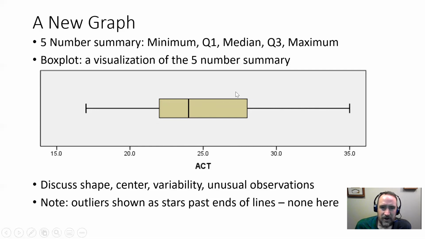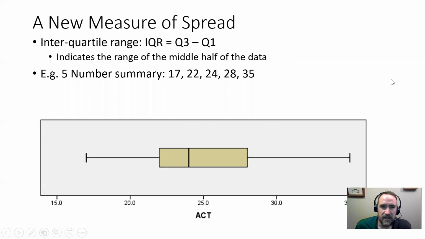Variability: most of our middle half of ACTs, that bulk of ACTs, has fallen somewhere from 22 to 26, 28 maybe. And overall, we see a range of maybe 17 up to 35. Unusual observations: if I had an outlier, it would be marked, instead of as part of the whisker, as a star off the end of the whisker. So I don't have any outliers here. So box plots are super helpful for understanding some key aspects of data as we explore the data.